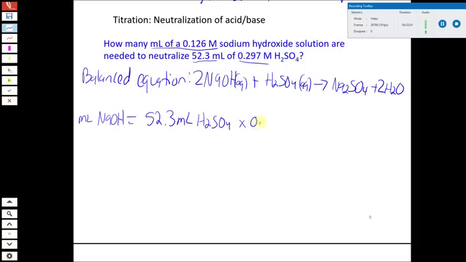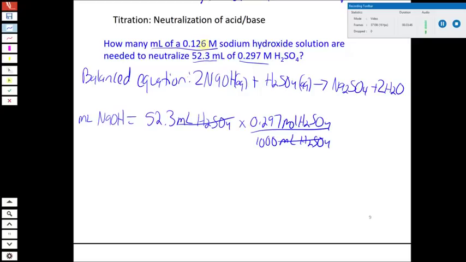So sulfuric acid is 0.297 moles. So that's what that capital M tells us, moles per 1,000 milliliters. We'll use that shortcut again. So that's moles of sulfuric acid. Our next step is to find how many moles of sodium hydroxide we had to use to react with that.